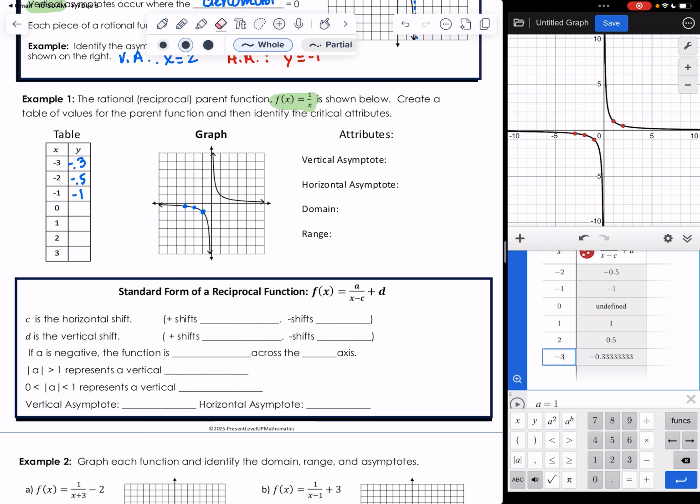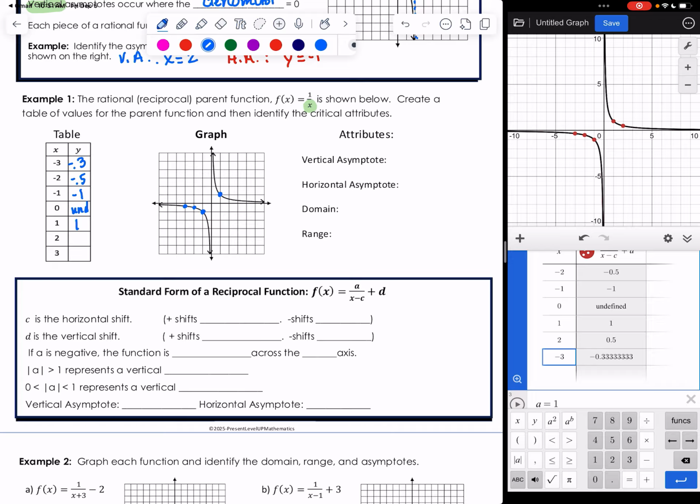Now let's talk about why it is undefined at 0. Well, if this denominator were to equal 0, the graph would be undefined. So that's why the graph will split and make two branches. So for 0, I'm going to put undefined. When x equals 1, we have a value of 1.